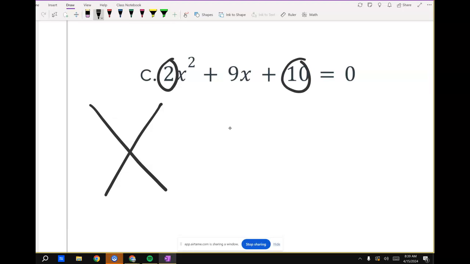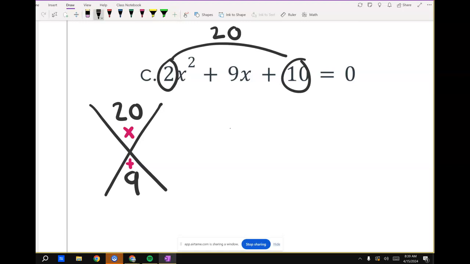So again, I think circling and drawing these things helps a lot. So you have a 20 on the top, a 9 on the bottom. They're both positive, that's a good thing. So I know the number on either side is going to be positive. So numbers that multiply to 20 and add to 9. 5 times 4 is 20, 5 plus 4 is 9.